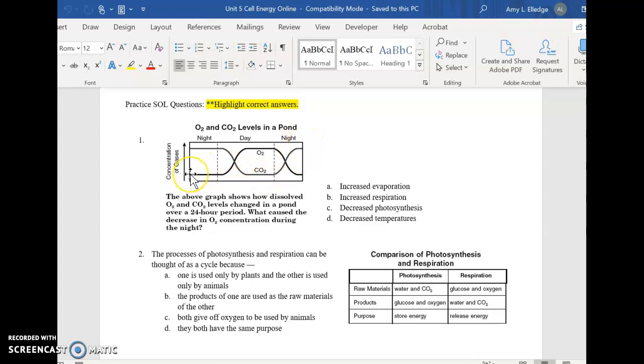And the opposite is true of oxygen. And we know that we're talking about plants, because we're doing photosynthesis. So what is occurring during the day that's going to make a lot of oxygen? Well, hopefully you know, photosynthesis. The above graph shows how dissolved oxygen and carbon dioxide levels changed in a pond over a 24-hour period. What caused the decrease in oxygen concentration during the night? So during the night, we were making less oxygen because of why?